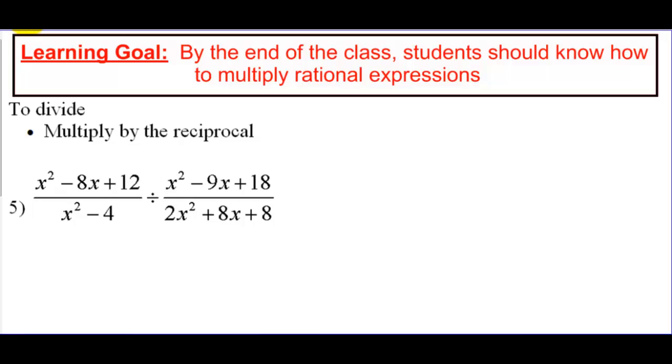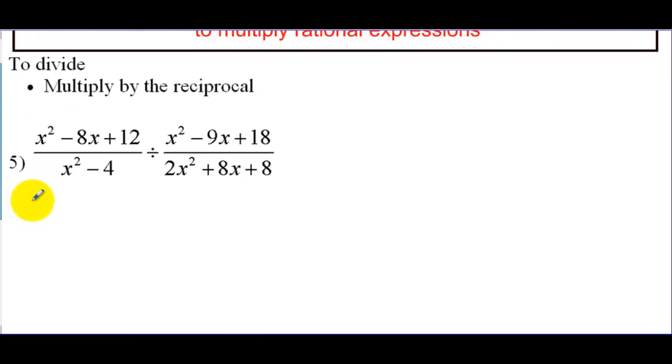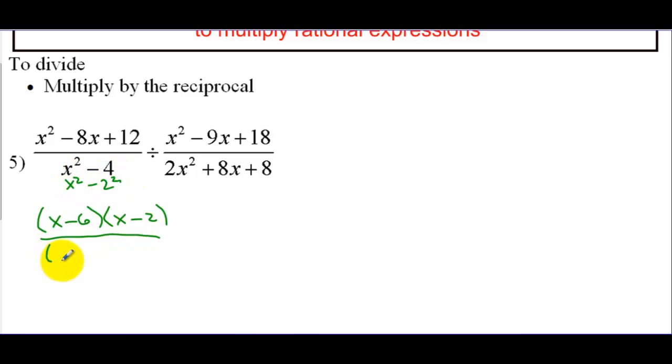Okay, so let's apply this same idea to rational expressions. In this one, we have a lot of factoring to do. So I'm going to start with the first one, and we're going to factor as we rewrite. In this case, x squared minus 8x plus 12. Well, I'm looking for numbers that multiply to 12 and add up to negative 8. That would be x minus 6 and x minus 2. The second one is a difference of two perfect squares. I can say this is 2 squared, so I can turn this into x plus 2 and x minus 2.